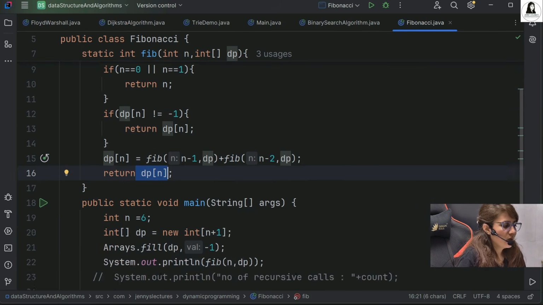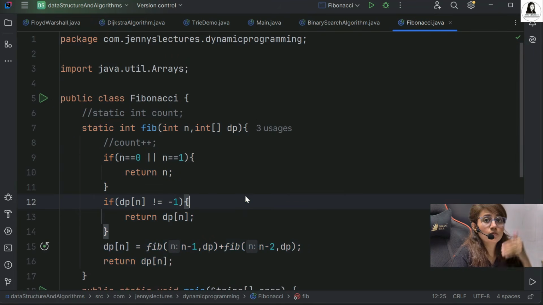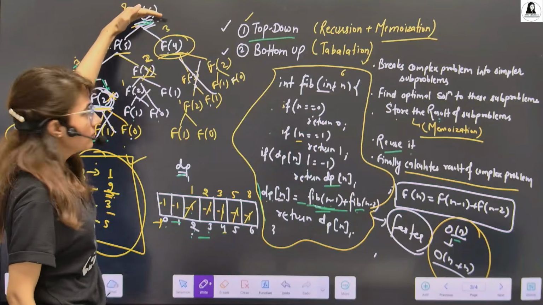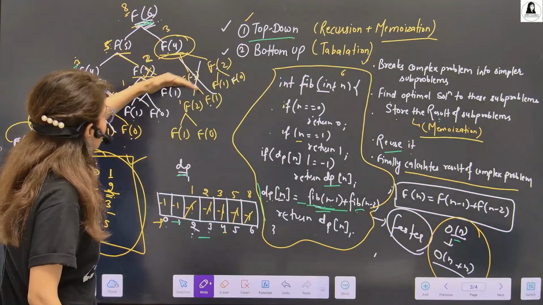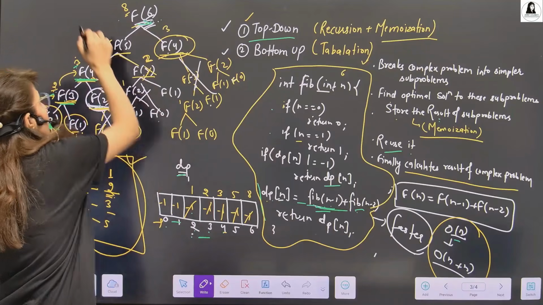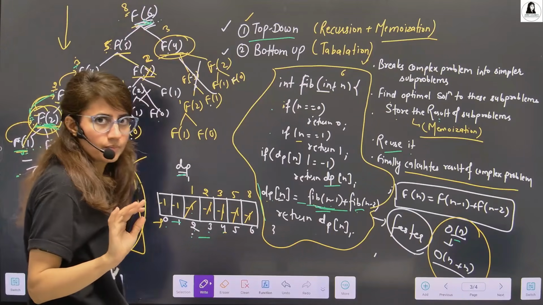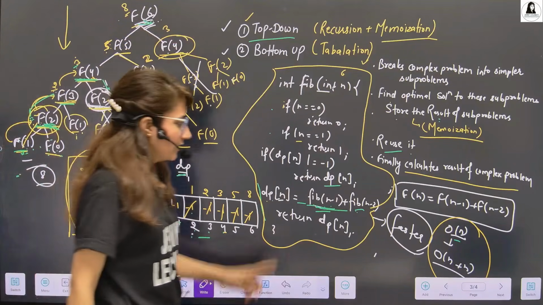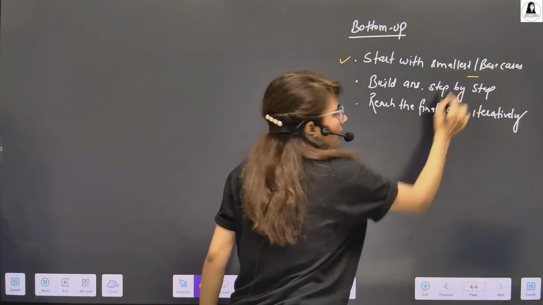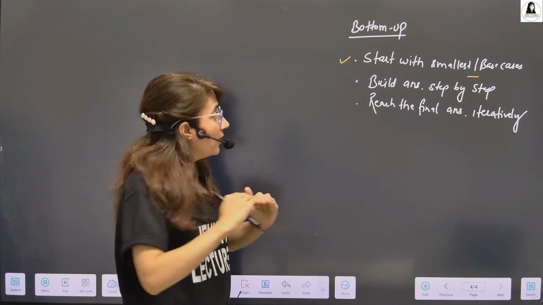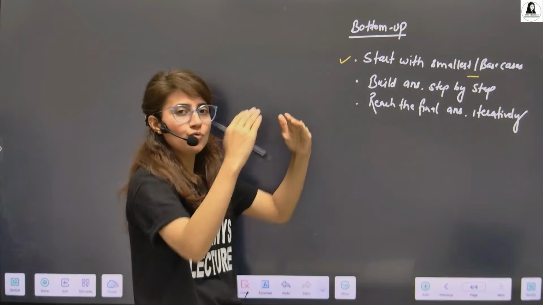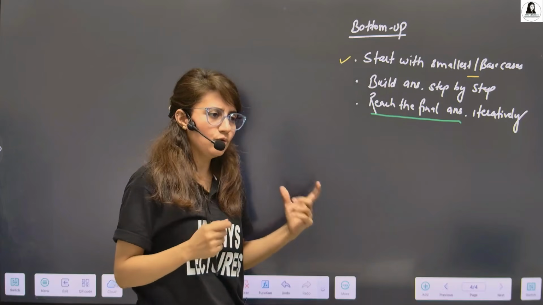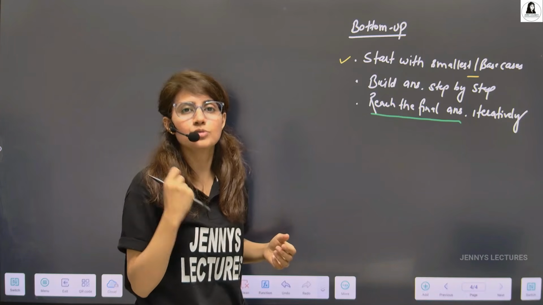That is the first approach. Now let's modify the same problem with the bottom-up approach. In this case, we started with the bigger problem and divided it into smaller ones, which is the top-down approach. Bottom-up means we start with the smallest problems or the base cases, then build the answer step by step, and reach the final answer iteratively. So here we don't use recursion; it's an iterative approach. We use loops.